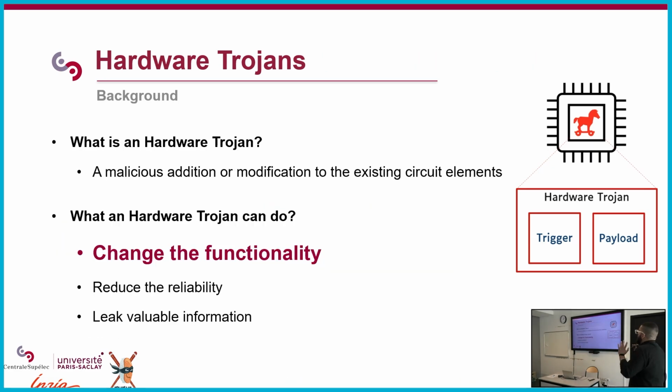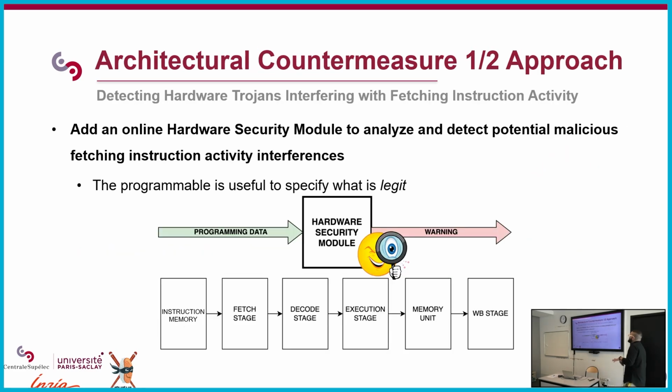Today we'll focus on hardware Trojans that change the functionality of the microprocessor. The idea, as we were saying before, is to add a hardware module which runs in parallel to the microprocessor and monitors what's happening before and during the program run. The goal was to have something programmable, so that it can be customized.